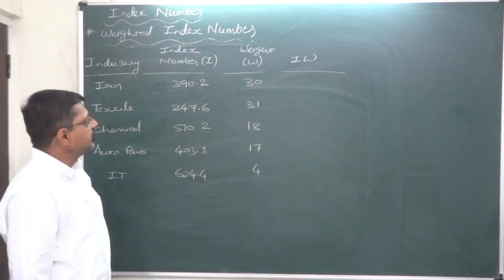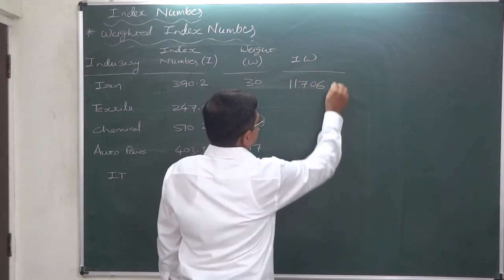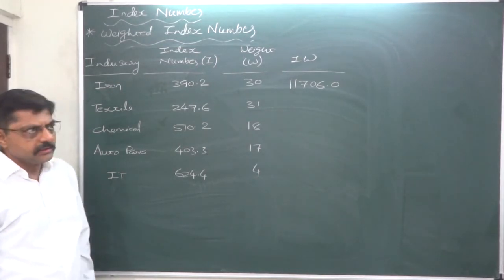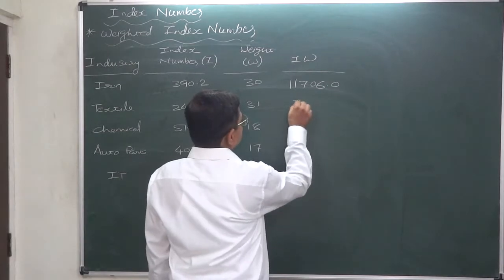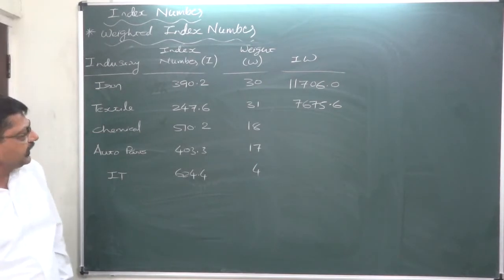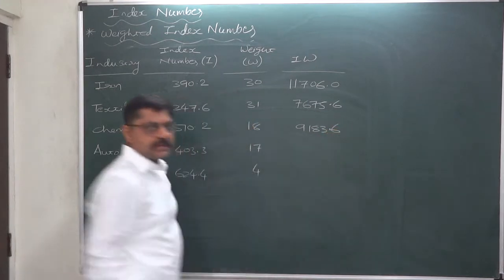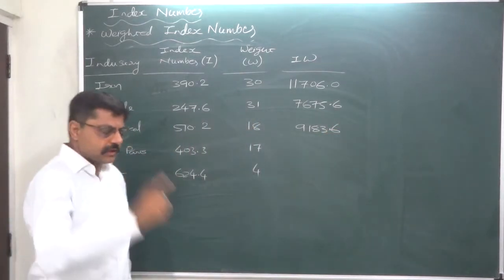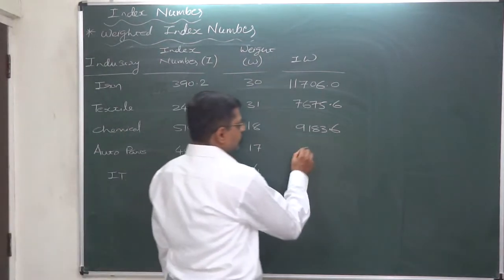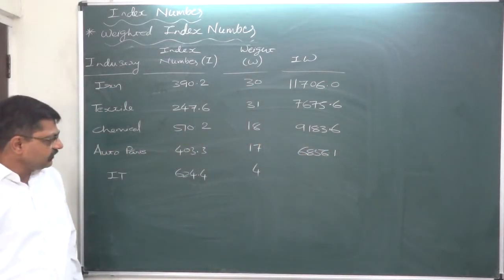390.2 into 30, 11,706, only integer in this case. 247.6 into 31, 7675.6. Then 510.2 into 18, 9,183.6. Use a calculator if you are using one. 403.3 into 17, 6856.1. And the last is 624.4.